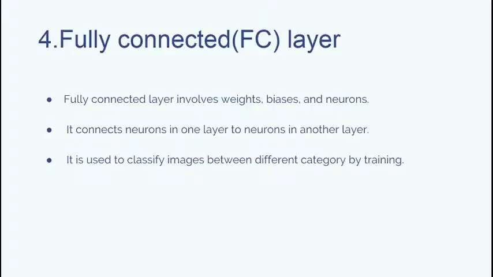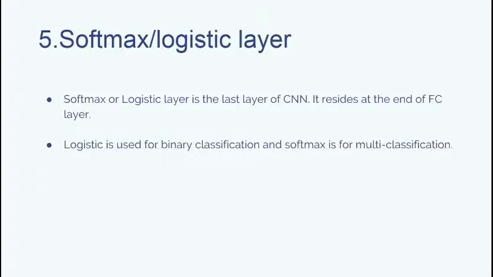One layer will be connected to all the neurons of the next, and the second layer will be connected to another layer. That is called the fully connected layer, and it is used to classify the category of the training images, the different categories by training. Then comes softmax and logistic, which are the final layer of the dataset.